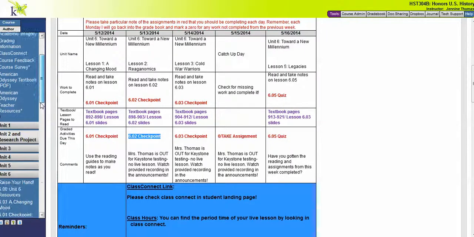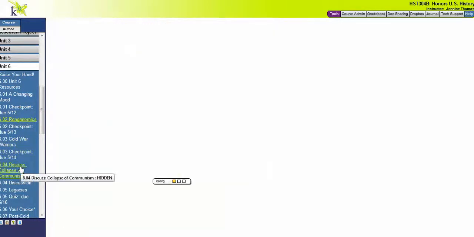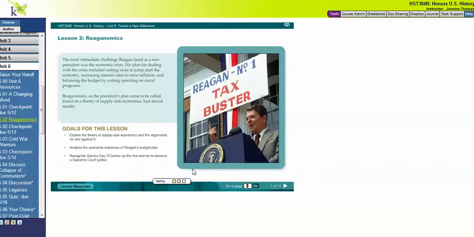Let's take a look at the assignment by going into your course to Unit 6. Clicking on Unit 6 will expand and bring you to your Unit 6 lesson 602, Reaganomics. The focus of this lesson is taking a look at President Ronald Reagan's economic policies, or his goals. The goals for the lessons are to explain the theory of supply-side economics and the arguments for and against it. Supply-side economics is a particular economic strategy that Reagan used.